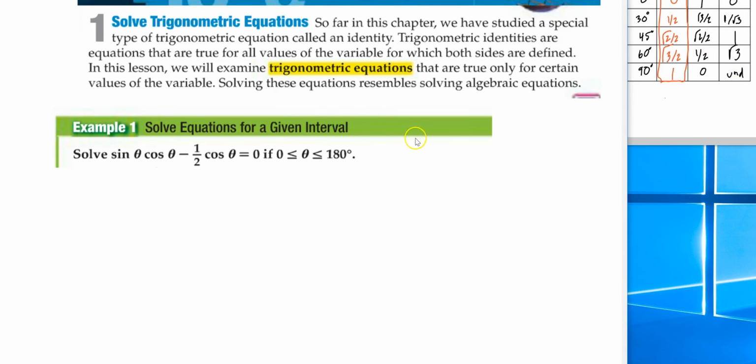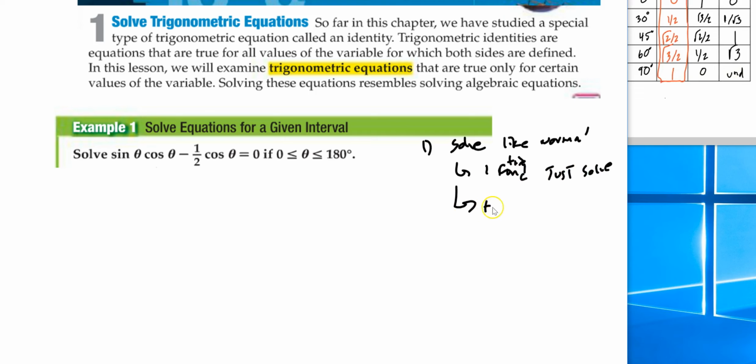So let's talk about the process of doing this. One, solve like normal. What do I mean by that? If you have one trig function, just solve. If you have more than one trig function, what we do there is set equal to zero and factor.